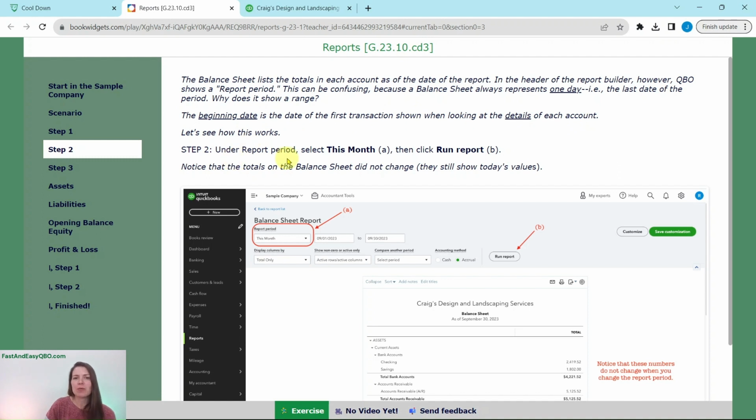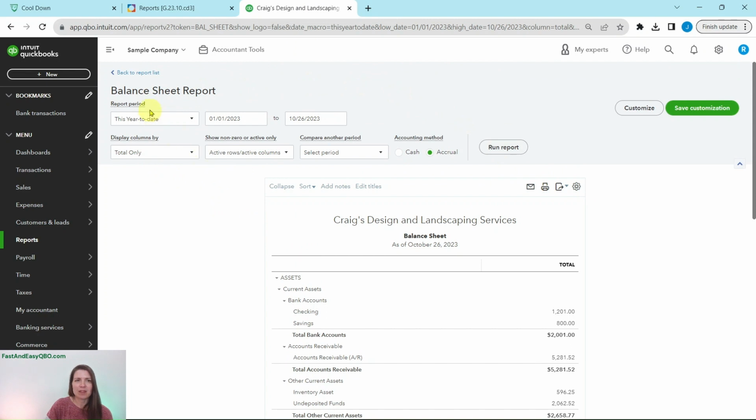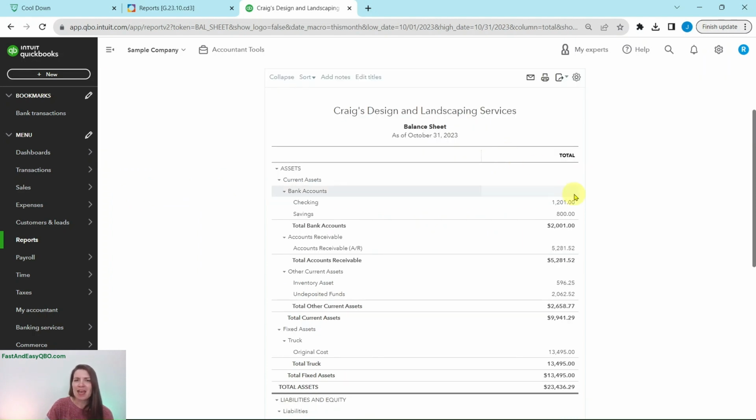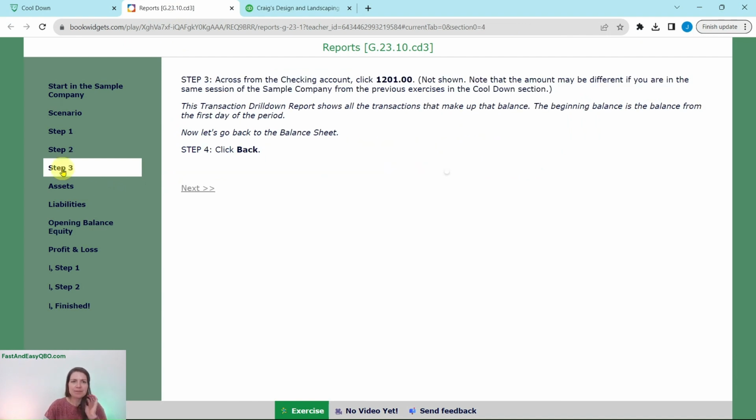Under the report period, we're going to adjust it so it says this month, and then we're going to run the report. So let's go ahead and scroll back up. Here is this report period right here. Right now it's showing as year to date. So go ahead and click on the arrow and select this month. And then you want to go ahead and click on the white Run Report button. And now it has been adjusted. But you will notice, if you didn't before, that the total values here did not change. They are still showing today's values.